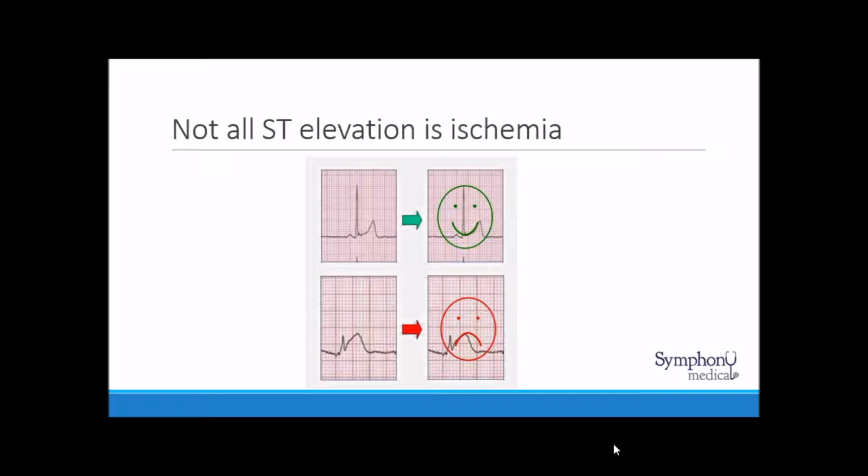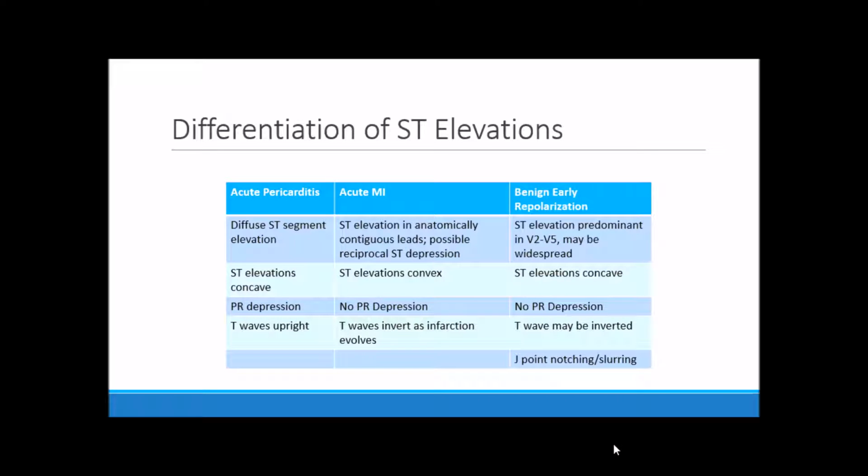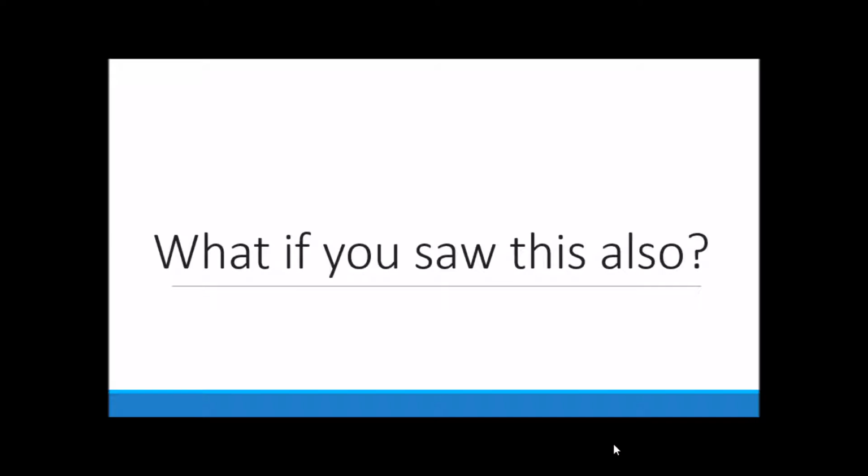All right. So remember, not all ST elevation is ischemia. Whether it's concave or convex up matters. Okay? So if you look, acute pericarditis, acute MI, and benign early repole, the concavity versus convexity is varying. Similarly, you're not going to have PR depression unless you have a pericarditis. And your T waves will be upright in pericarditis, whereas they're probably going to be abnormal in acute MI.